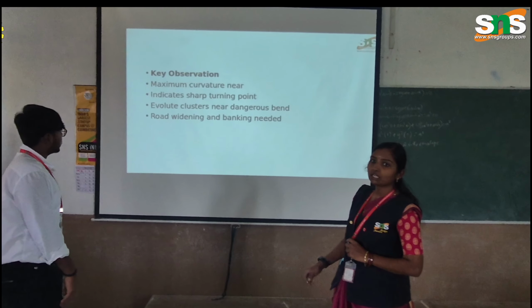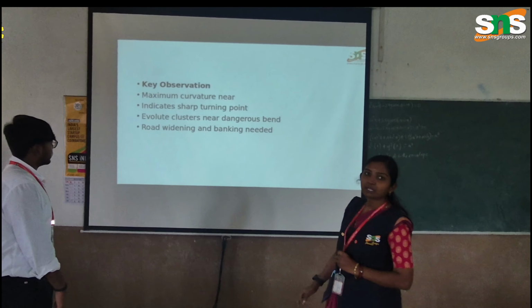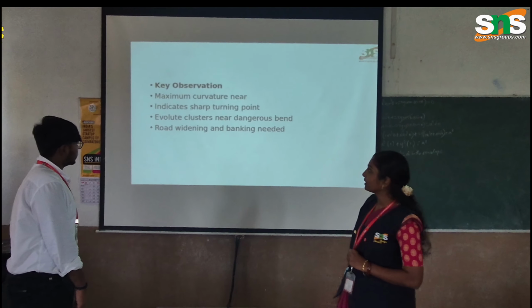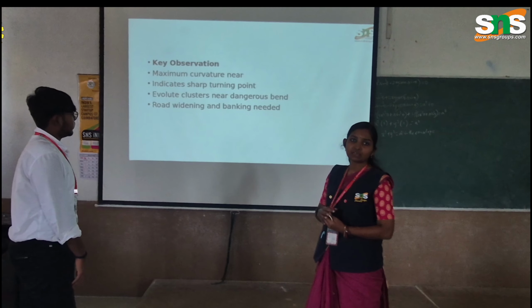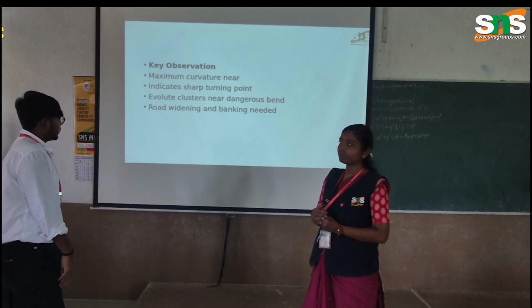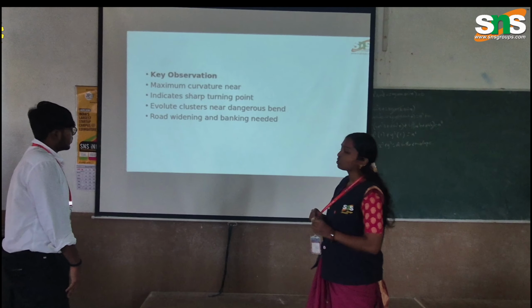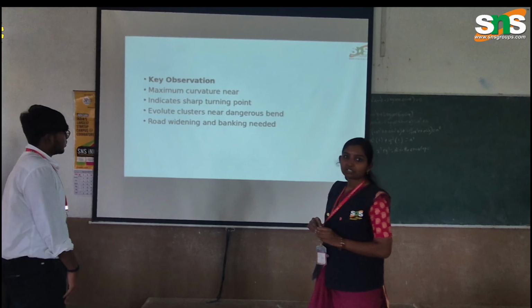Maximum curvature is to be noted and indicates the sharp turning point. The evolute clusters near the dangerous bend. So the evolute is a curve which clusters near the dangerous bend, and road widening and banking is also needed in the key observation.